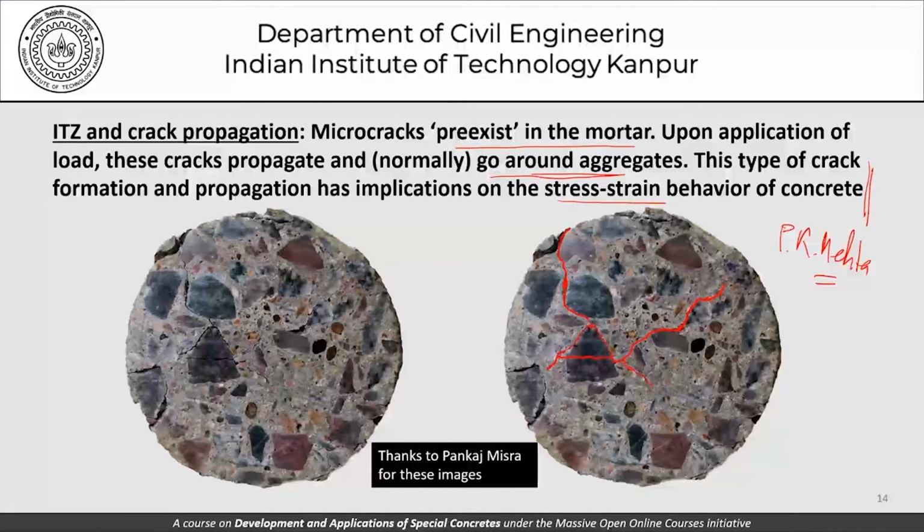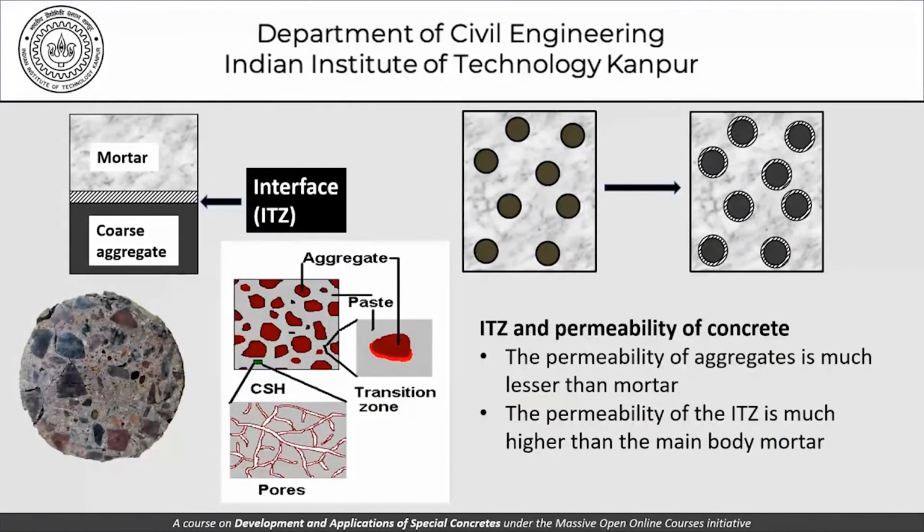Okay, so I think I'll leave it at that. We've talked about it in the previous discussion also, in the previous course. We'll move forward as far as we are concerned. For this course, this is what we've already discussed, that the model for concrete is like this. It has this ITZ surrounding it, and this ITZ and permeability part of it is what this slide really wants to show. The permeability of aggregates is much lower than that of mortar.